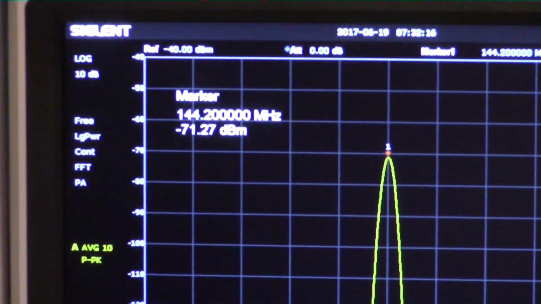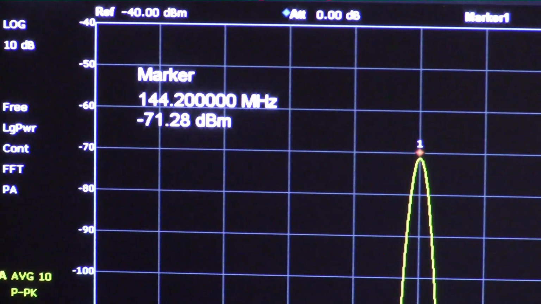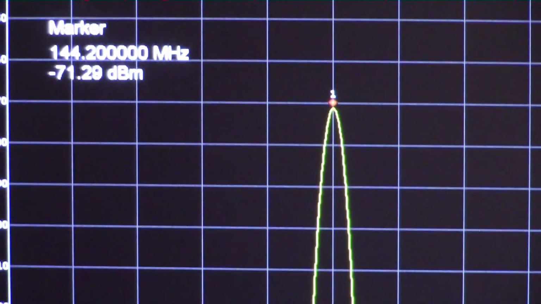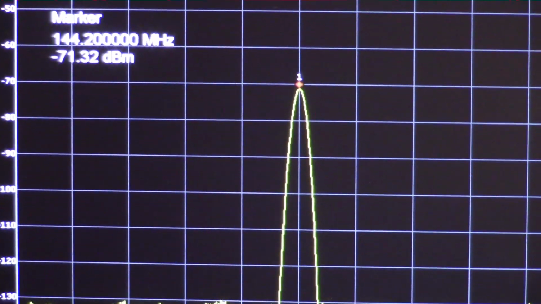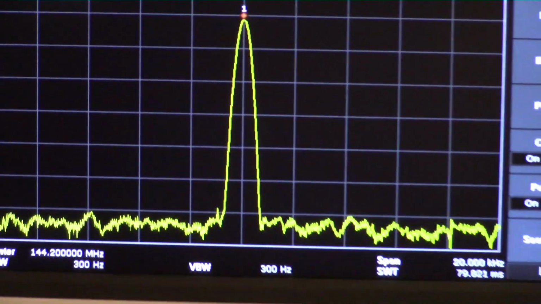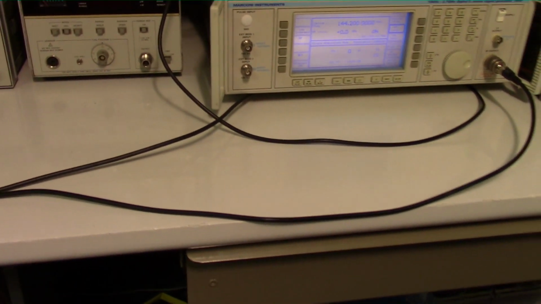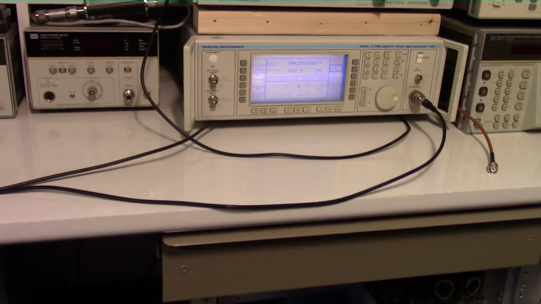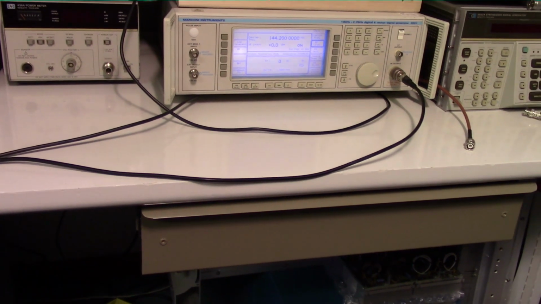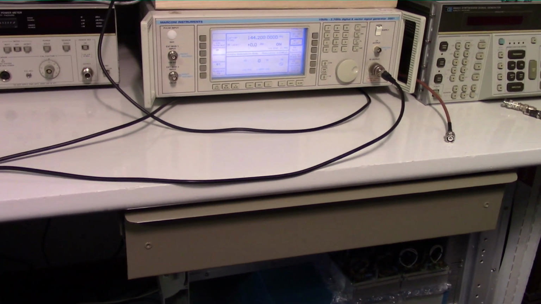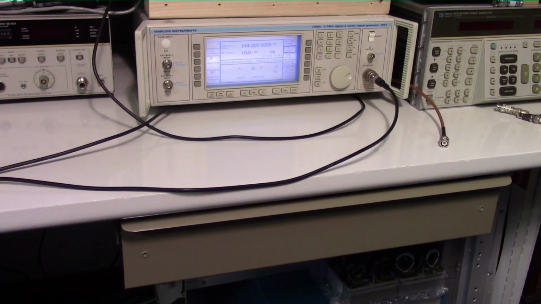So that's really scary. We're looking at a level of minus 71 dBm. We're putting 0 dBm into the cable and we're measuring minus 71 dBm coming out. That's horrible. And what it means is we have a total shielding effectiveness between these two cables of just over 70 dB. That means theoretically each one of these cables only could have a shielding effectiveness of about 35 dB.